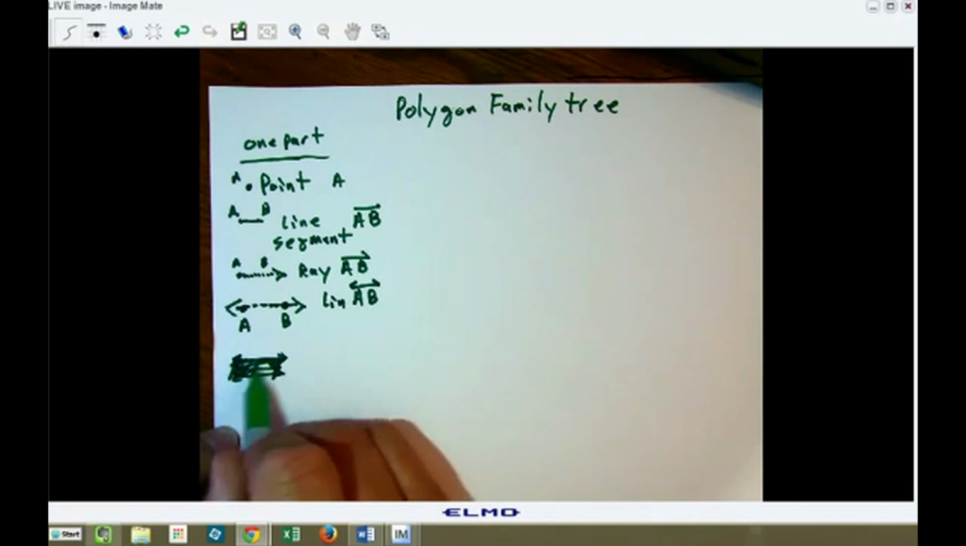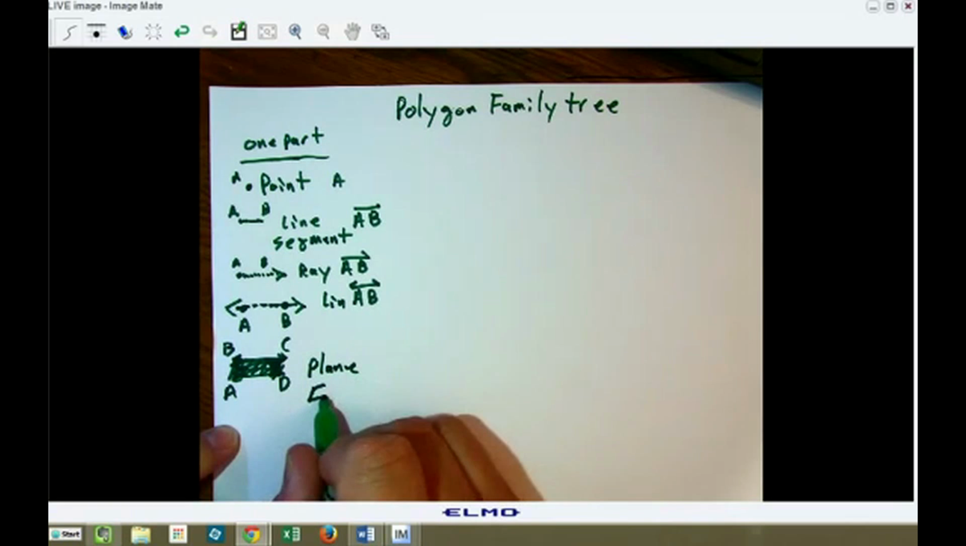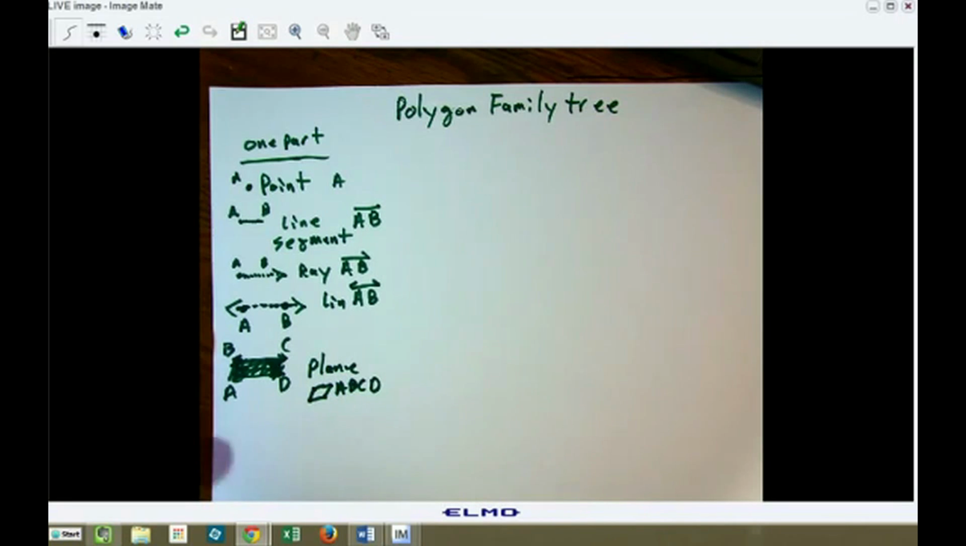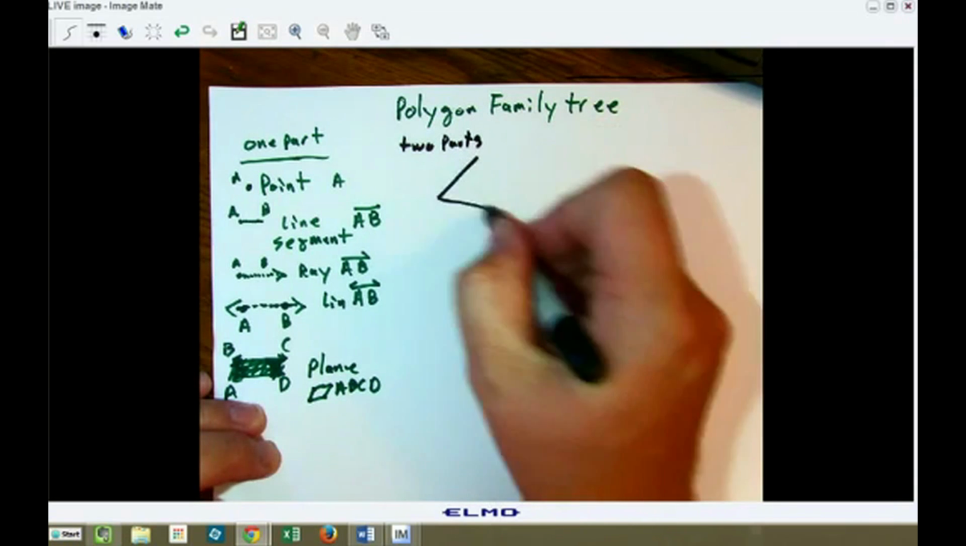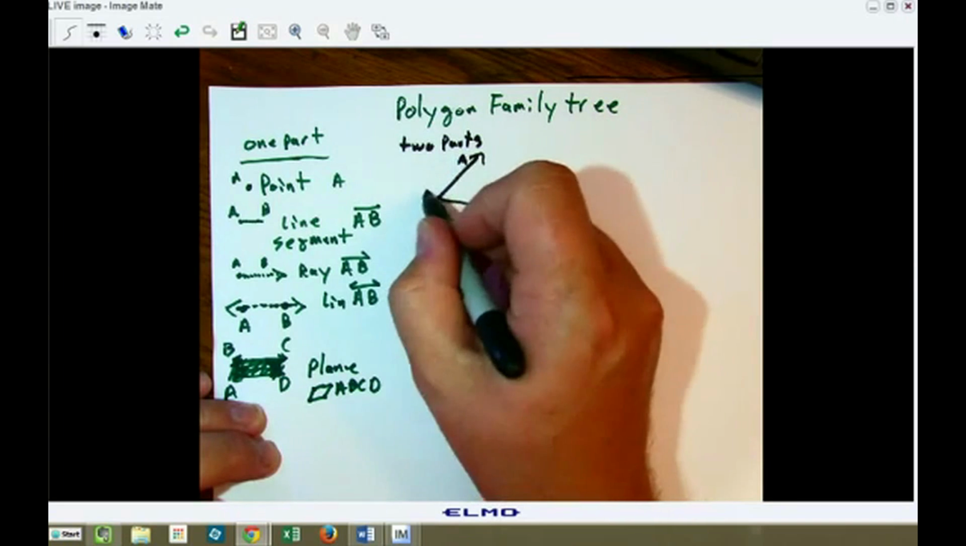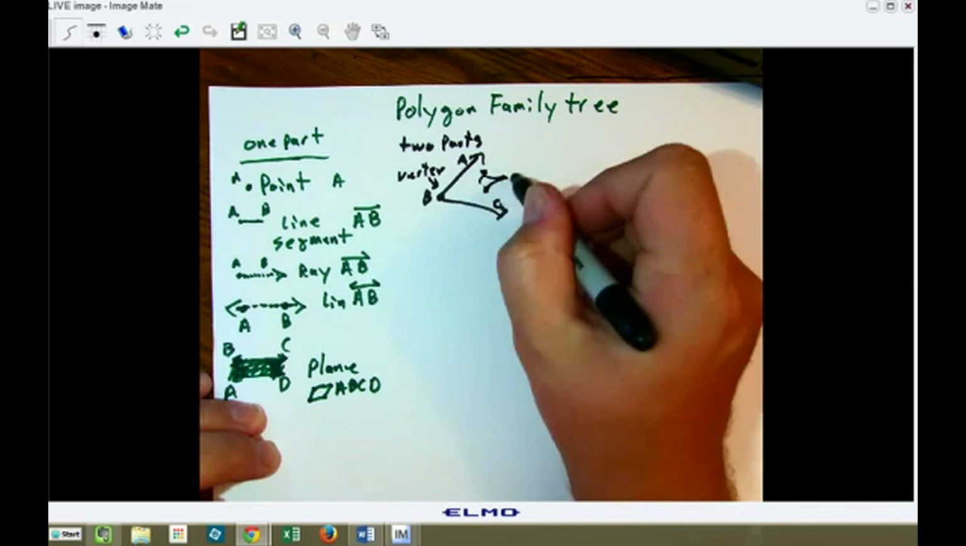But by combining line after line after line, we create a plane. And that plane in this case would be plane ABCD. Now, these are the basic building blocks of all that we're going to do. Those one component pieces, when added together, like the following, you get two parts.